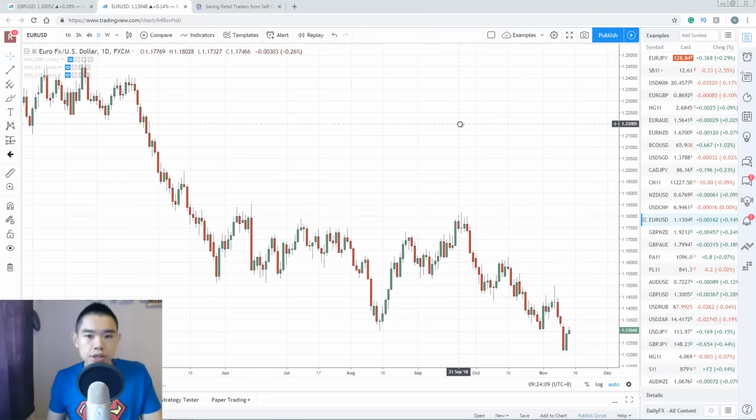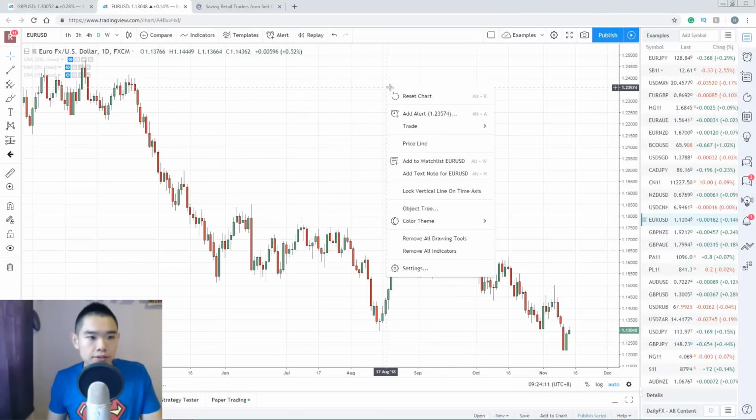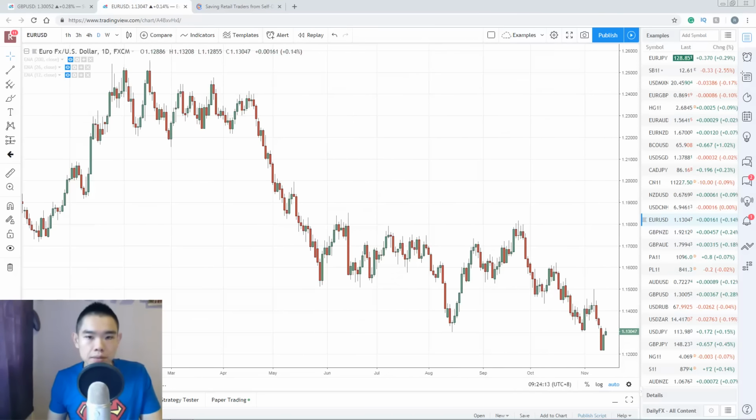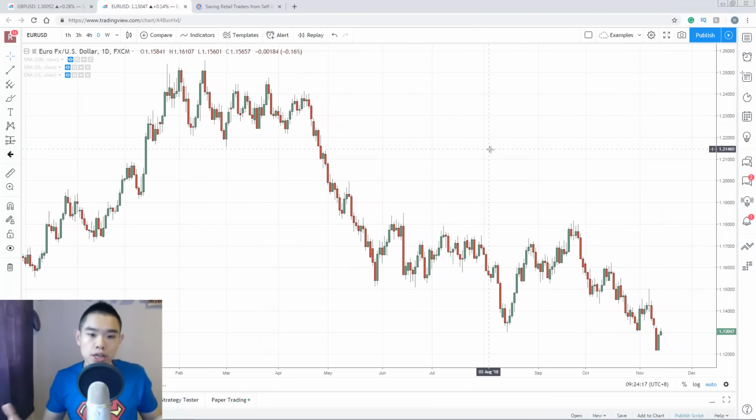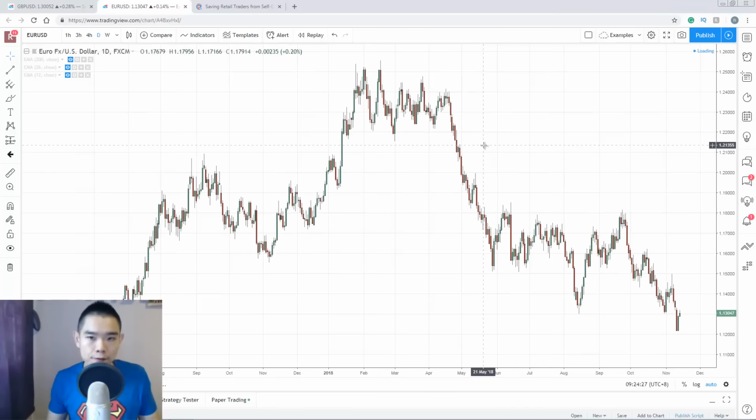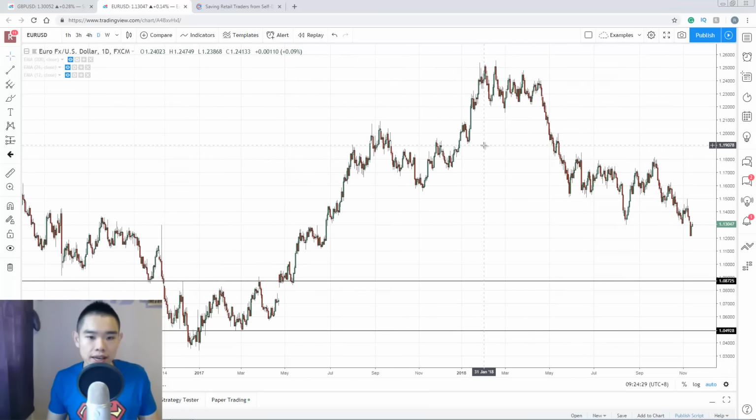So over here, this is a typical TradingView chart. Let's get started. Just click reset chart. Everything is back to its default view. So how do you zoom out your charts? I like to typically zoom out 5 to 10 times. So if your mouse has a scroll, you scroll it down about 10 times. 1, 2, 3, 4, 5, 6, 7, 8, 9, 10.